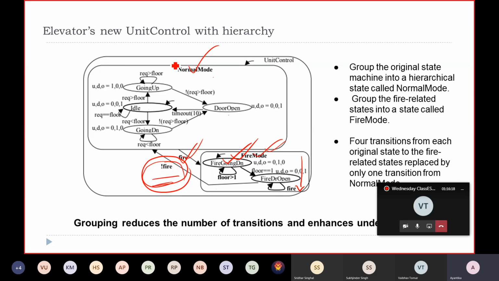then you can come back to the normal mode. No, that will not happen. That time also you have to complete this door open, fire door open. Then only you can come out and go back to normal. So we will be defining these two types of transitions: transition immediately and transition on completion. We will discuss more on this.